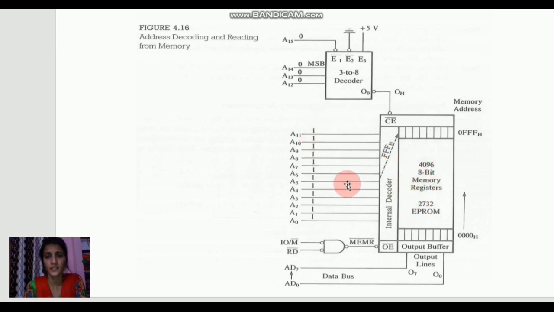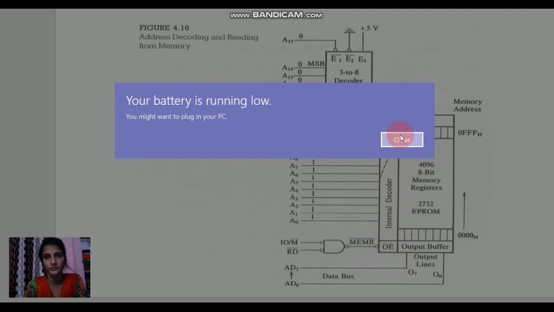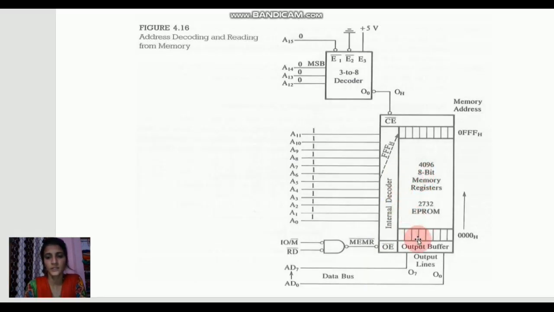During the T1 time period this takes place. During the T2 time period, when read and IOM both are low, our MEMR signal becomes active, and this makes the OE signal of the chip active. This OE enables the output buffer in the chip, so the register or memory location which is selected based on the address gives data through the output buffer. Since it is connected to the data bus, data transfer takes place. This is how memory interfacing is done. Thank you.